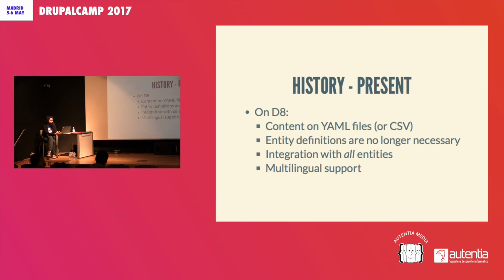We have to integrate multilingual support, but it was just setting some keys in the migration because Migrate supports multilingual. And also, this is very cool because Migrate knows the order of how it has to run the migrations because we set the dependencies. Like, okay, I see that your nodes have tags. So what I'm going to do is run the tag migrations first, and then I can run your nodes migration. And that's very cool. We don't have to worry about that.